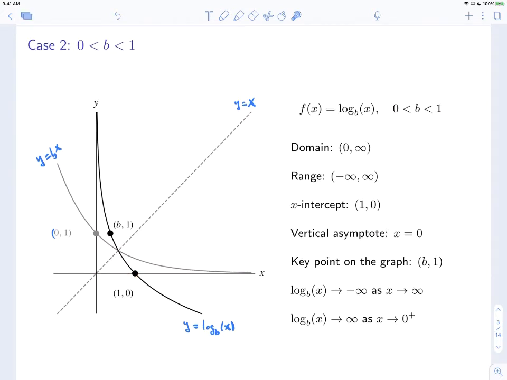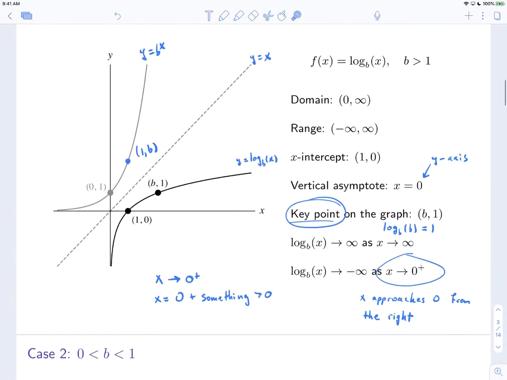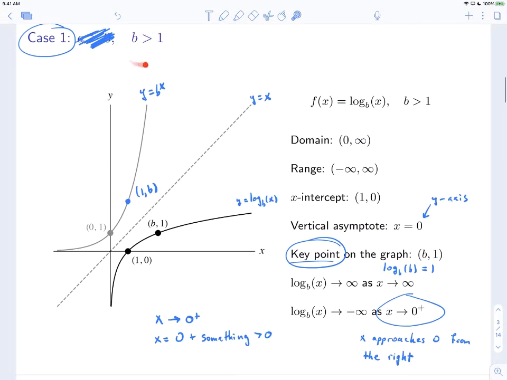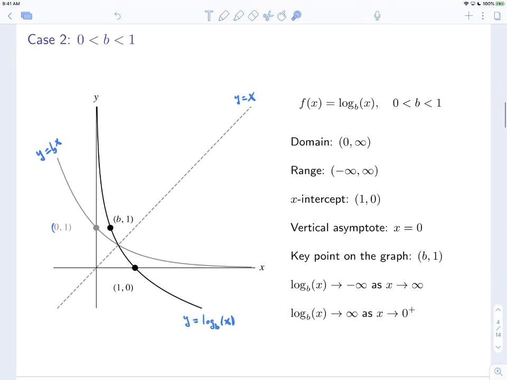If we scroll back to the previous slide, which I'll do now, in this case, b was greater than 1. So you can see that the key point has x-coordinate b, which is greater than 1, so it's to the right of the x-intercept. But now if we go back to the current slide, now we have b between 0 and 1, and so you can see that here. b is between 0 and 1. It's to the left of our x-intercept.